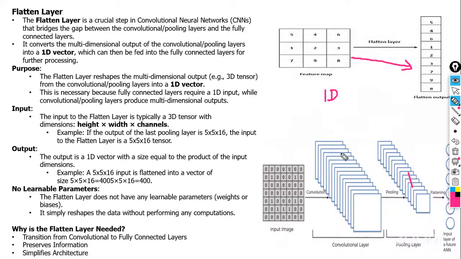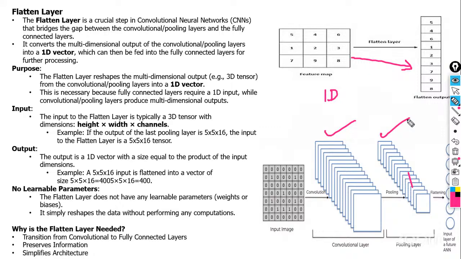But next to the flatten layer, you'll have fully connected layers, which again resemble the architecture of ANN. But before the flatten layer, we understood the convolution layer. We also understood the pooling layer.